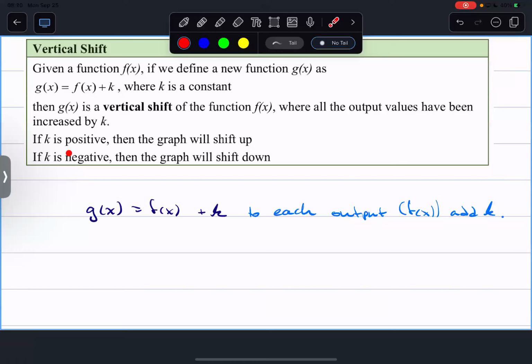If I'm adding a constant, then the graph is going to shift up. And if k is negative, then I have to shift my outputs down, right? So depending on if you've got f of x plus k or something that looks like f of x minus k, if it's subtracting, then it's going to shift it down. I think that one's pretty good, right? Seems reasonable.